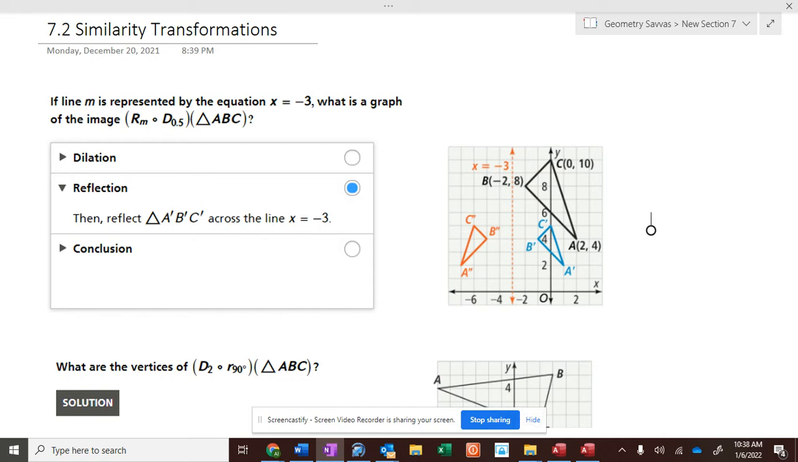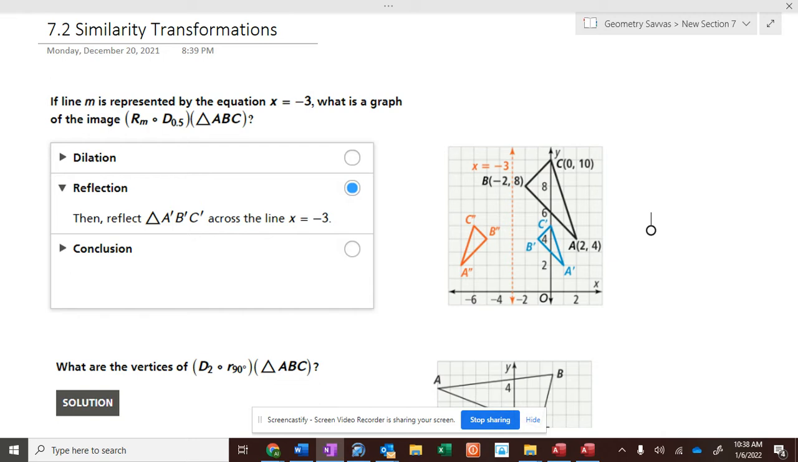Okay? On this first one, we start with C here. And it says to dilate it at 0.5. So that says make it half the size and go towards the origin, making it half the size. So instead of being at 0, 10, we're at 0, 5. Instead of being at 2, 4, we're at 1, 2. Instead of being at negative 2, 8, we're at negative 1, 4. Okay? And it's half the size.